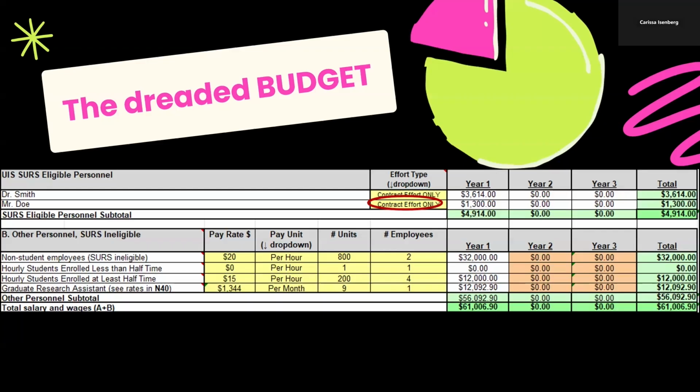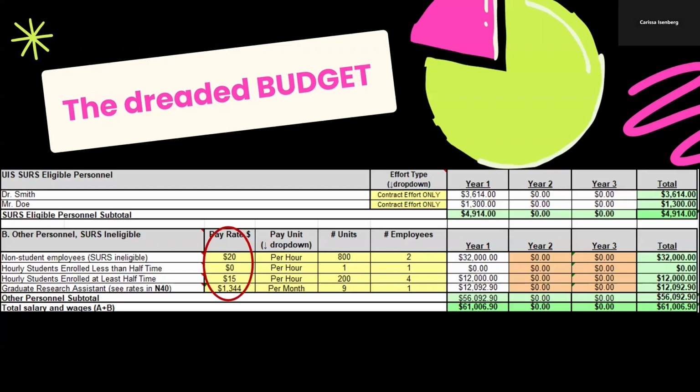So our non-student employees might be salaried, but they are not eligible for retirement, or they are hourly or paid monthly, or if it is an adjunct who's approved to work on a grant, they are paid per semester or course. We have hourly students enrolled less than half-time, hourly students enrolled at least half-time, and then our graduate research assistants because they are not paid hourly.